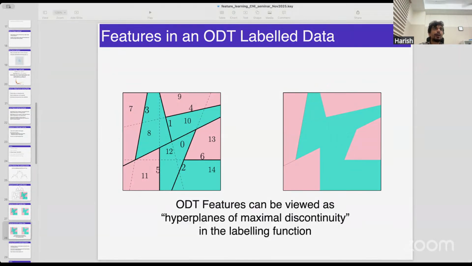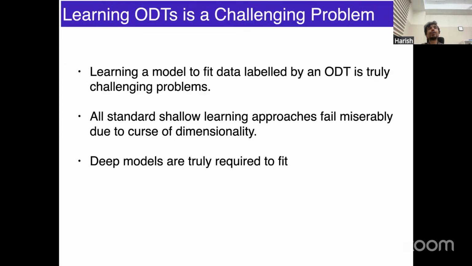Okay, great. So why are we bothered about learning ODTs? Learning a model to fit data labeled by an ODT is a truly challenging problem. Why is that? Because all standard shallow learning approaches fail miserably due to the curse of dimensionality. This is something which only if you try and fail you will learn.